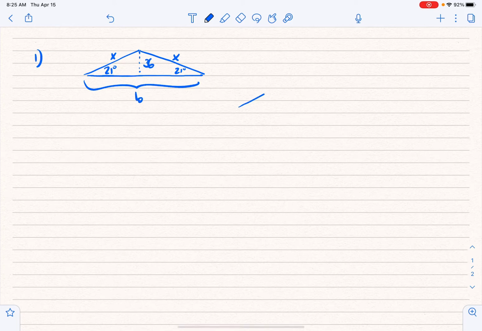And so what I'm going to do is I just really kind of cut the whole thing in half and visualize it half at a time and say, this is 21 degrees, this part is 36, this is half of the base down here, so I'm going to say base over 2, and then this is x that I'm looking for. So clearly I've got opposite and I'm looking for hypotenuse, so that's going to be a sine situation. So I say the sine of 21 degrees is equal to opposite 36 over hypotenuse x.